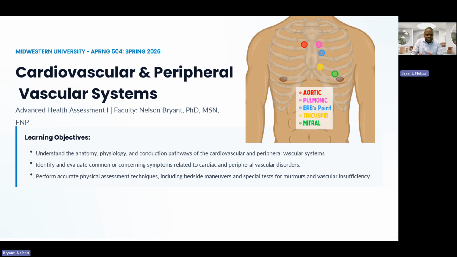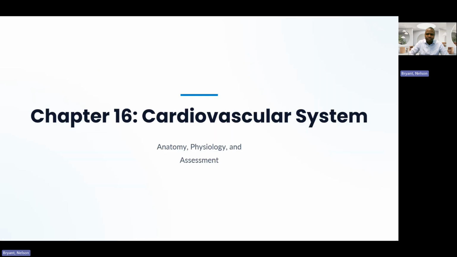Today we are covering chapters 16 and 17. We'll be focusing on cardiovascular and peripheral vascular systems. So by the end of this presentation, I'm very hopeful that you will be able to achieve these three objectives right here, which is an integral part to prepare you for the clinical practice.